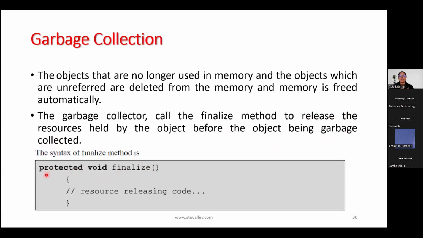ठीक है. So the method syntax is protected void finalize. You can use this method in your code also, but when it will get called, automatically it will get called when the garbage collection is done. ठीक है. So इसको आप सिर्फ लिखना है तो लिख सकते हो to release the resources, but it will get called automatically. You don't have to call it. Okay. Clear? Garbage collection concept.